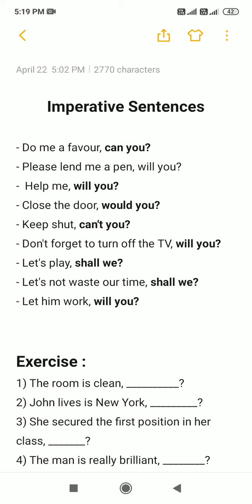Help me. Will you? Close the door. Would you? There's no difference between will and would. Would becomes more polite as compared to will. Keep shut. Can't you? Now here, we should not write can you because it shows irritation on the part of the speaker. He wants that fellow to shut up and therefore he says, can't you? Don't forget to turn off the TV. Will you? It's a normal imperative sentence.